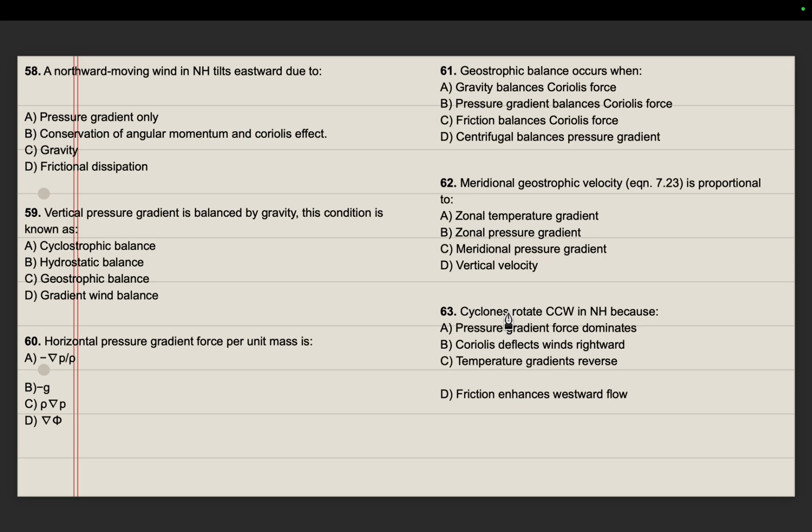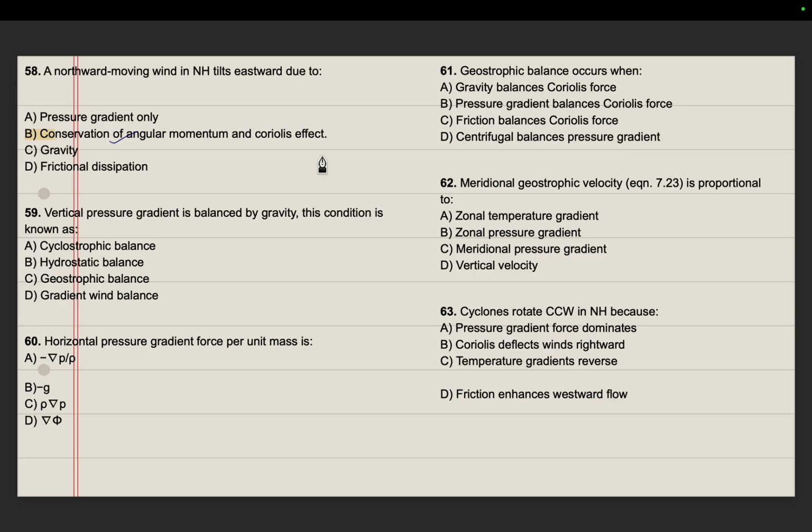So in question 58, the first question for today: a northward moving wind in the northern hemisphere tilts eastward due to what condition? Pressure gradient only, conservation of angular momentum and Coriolis effect, gravity, or frictional dissipation. Option D. It moves eastward due to the conservation of angular momentum and the Coriolis effect.